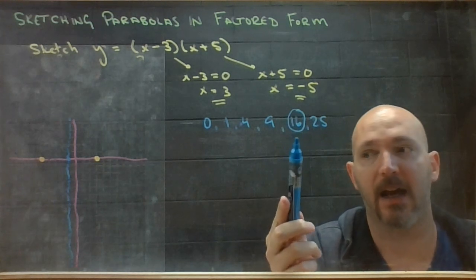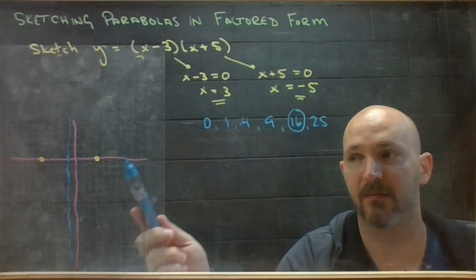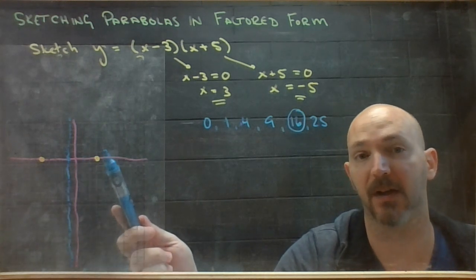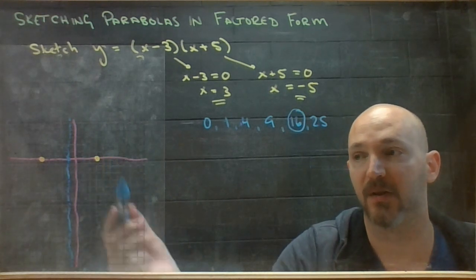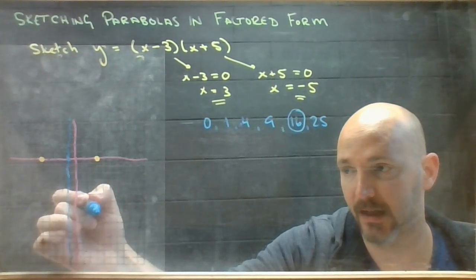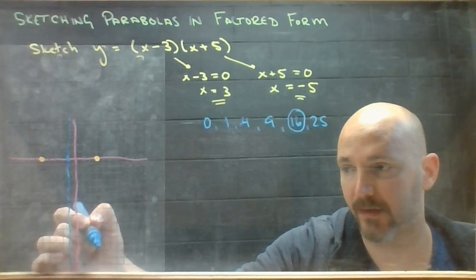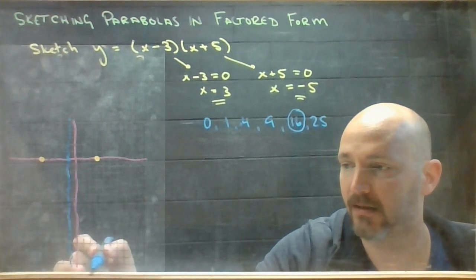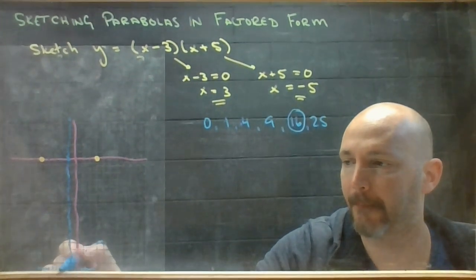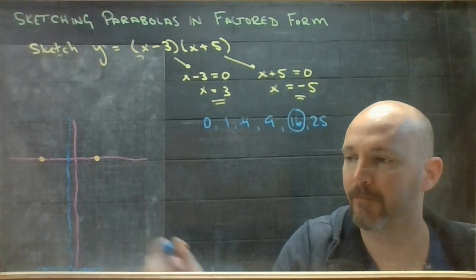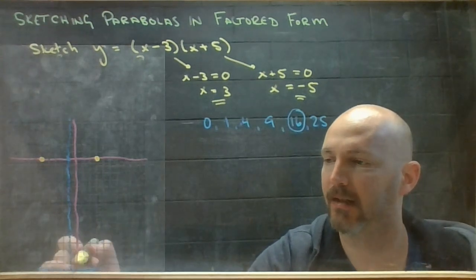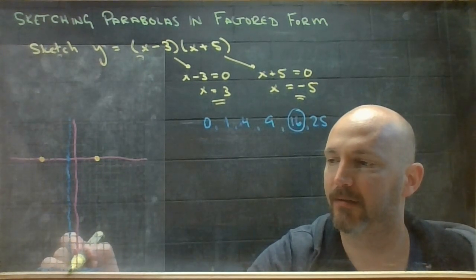The count line has to be 16 squares below this x-intercept because this dot is 4 steps away from the axis of symmetry. So if I count down 16, 3, 4, 6, 7, 8, 9, 10, 11, 12, 13, 14, 15, 16, just made it there. Then my vertex has to be sitting in this spot right here.